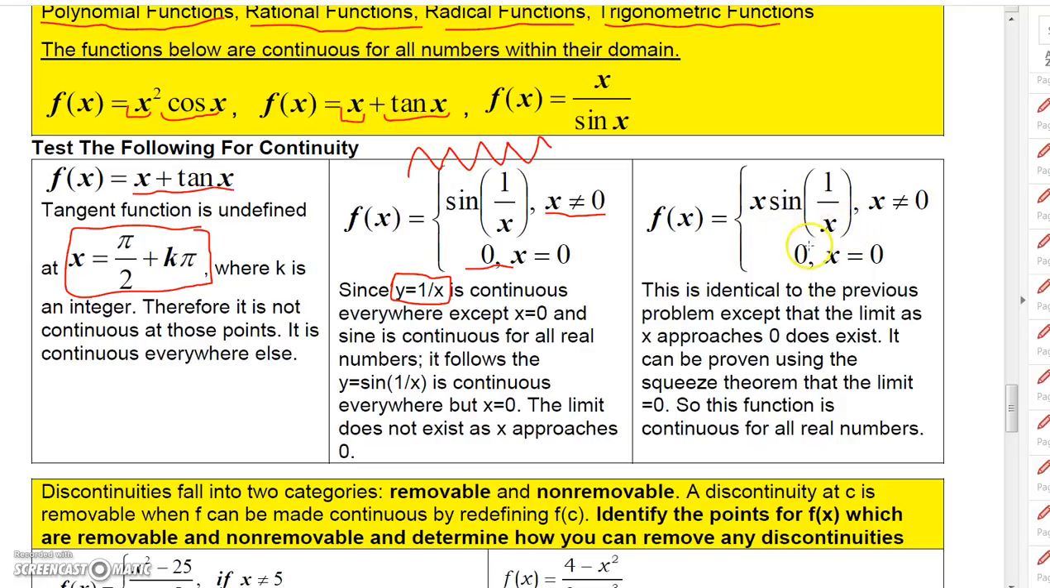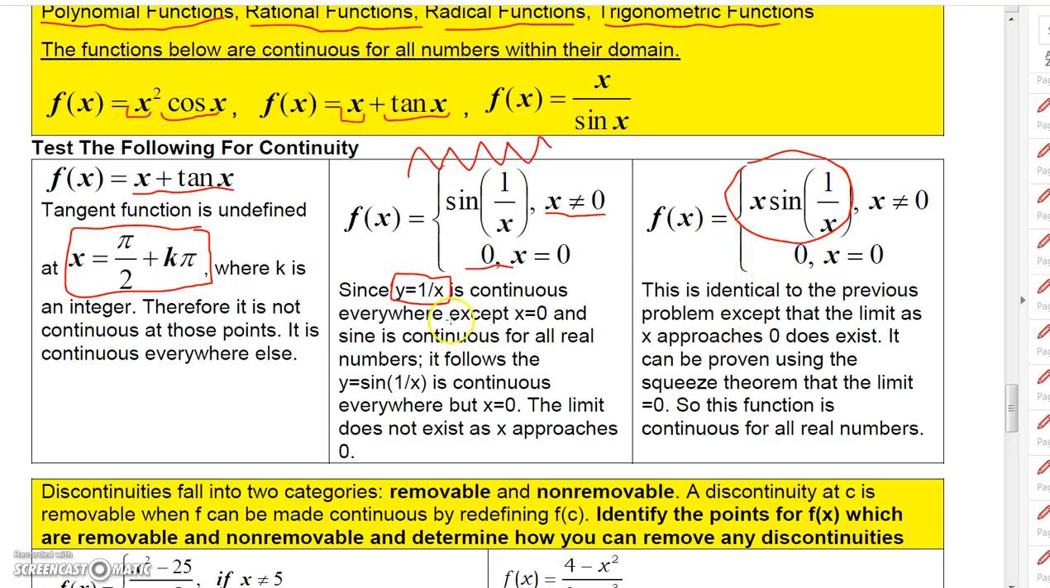Now this function is identical to the previous problem, except that the limit as x approaches 0 does exist. You can use the squeeze theorem and show that this limit is actually 0. So the limit is 0 and the functional value is 0. Therefore this function is continuous at x equals 0.